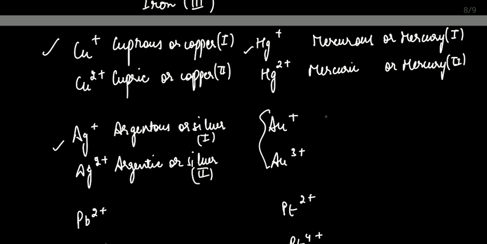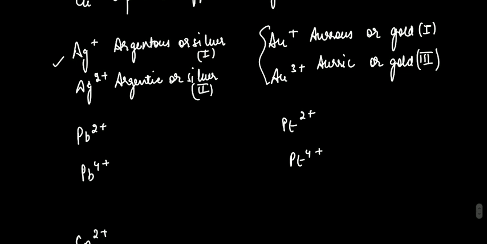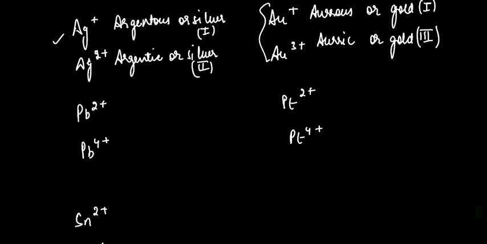Now this is gold, aurum. Aurum is a Latin term. So aurous, auric, or you can write gold, Roman numeral 1, Roman numeral 3. Next, we need to remember lead, platinum, and tin.